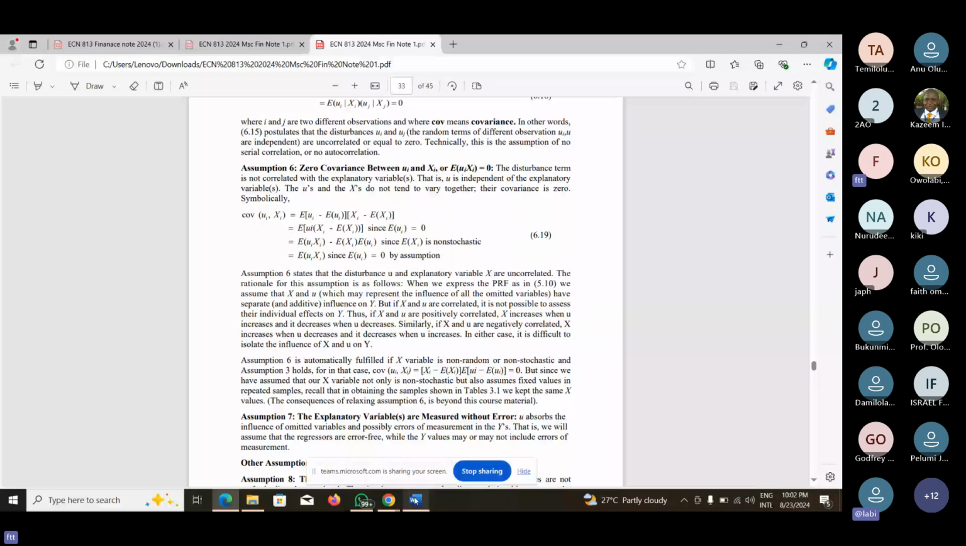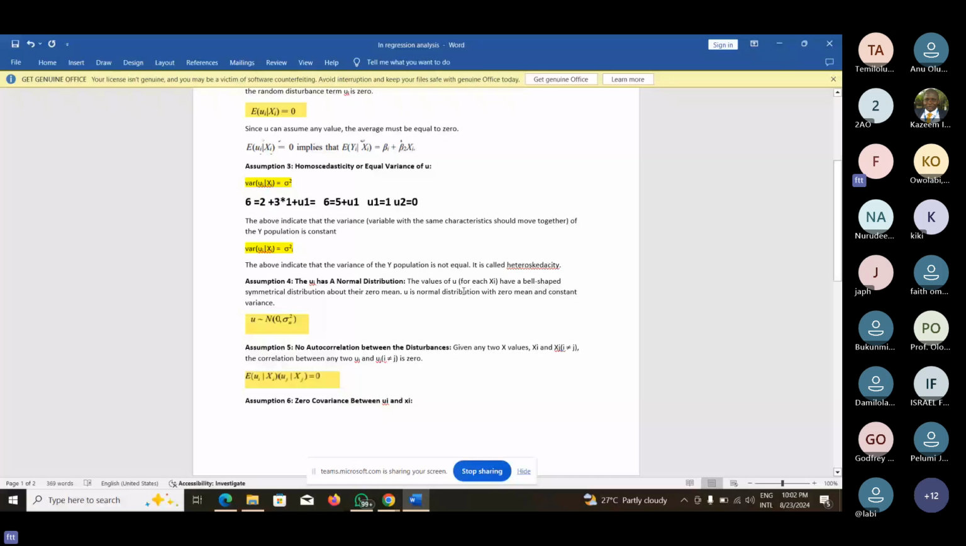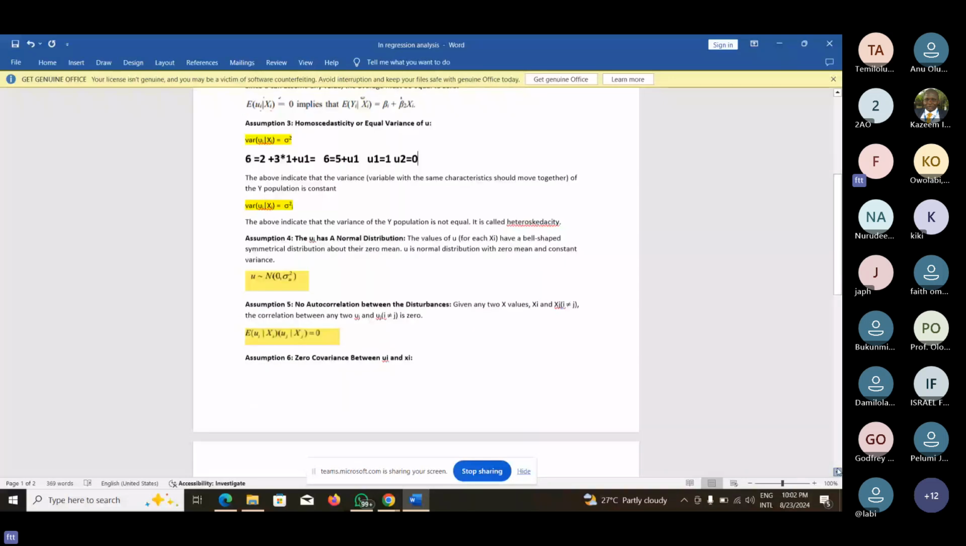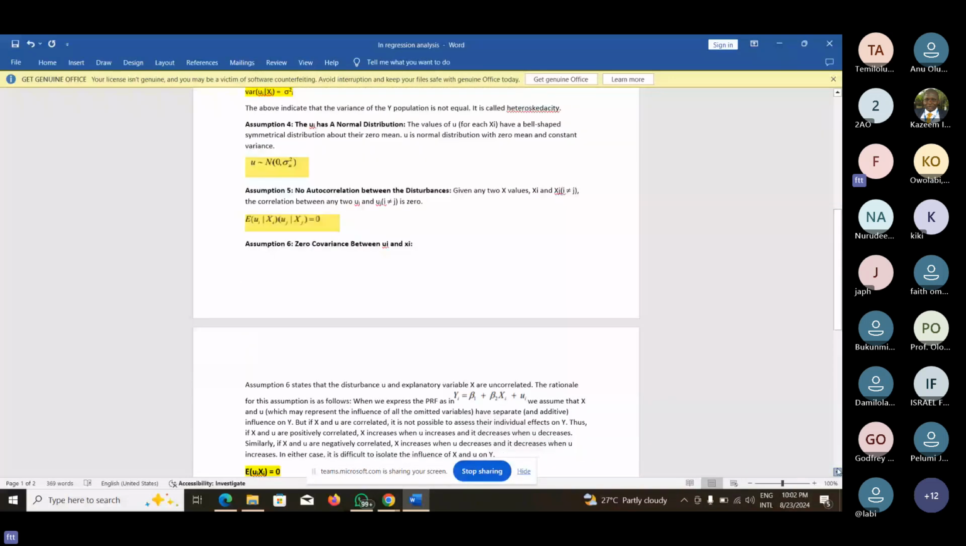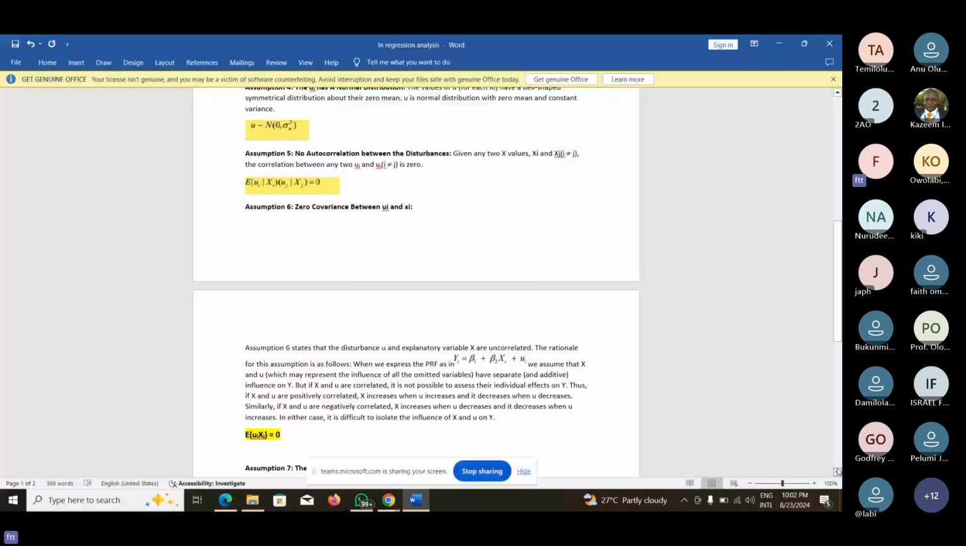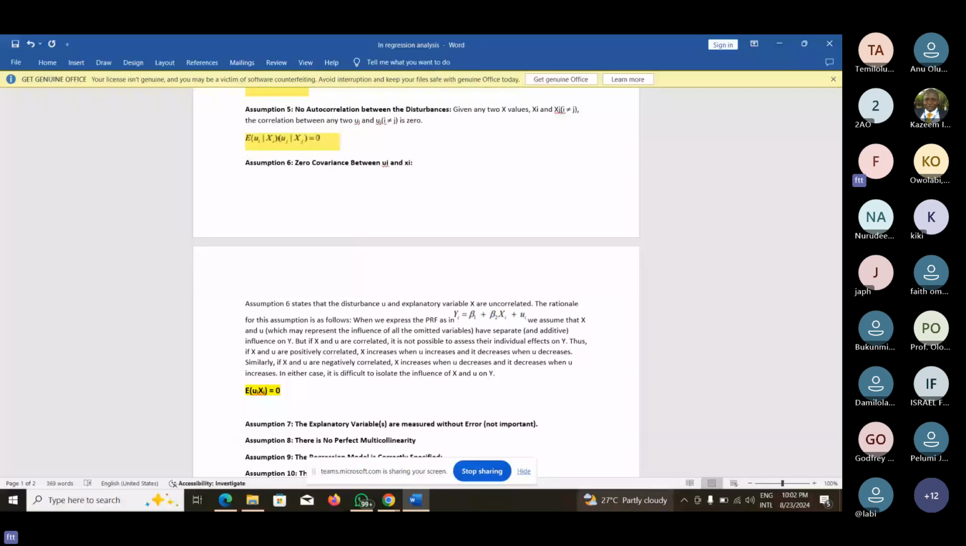So let me go back to that. For assumption 6, zero covariance between ui and xi. Assumption 6 states that disturbance u, we all know that disturbance is also the same thing as error, which is denoted as u, and the explanatory variable are uncorrelated. They don't relate at all.